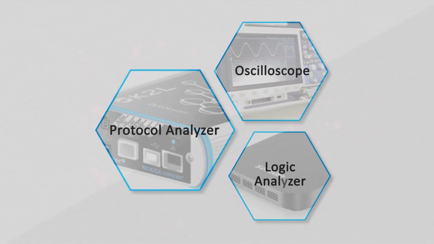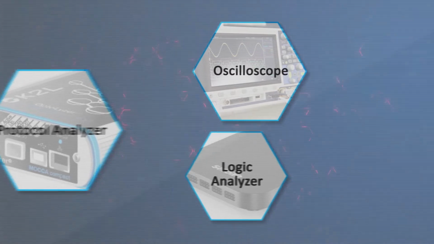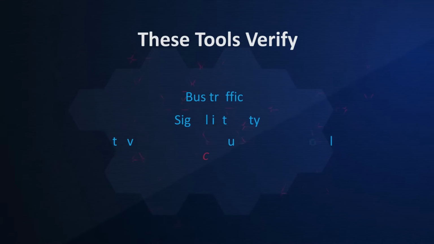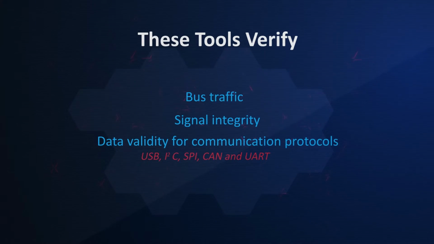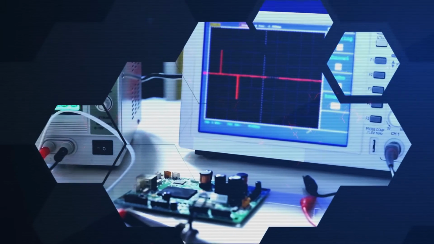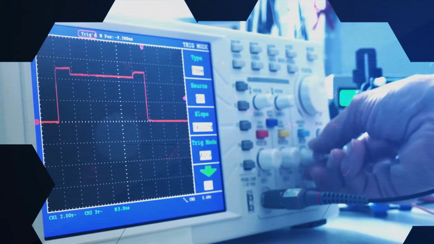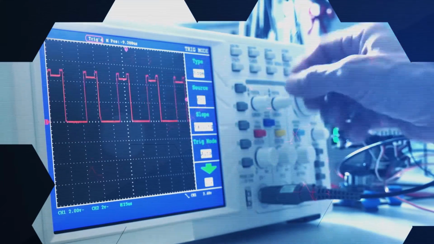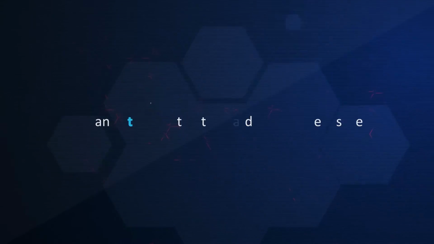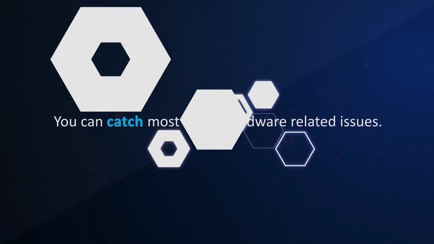If you're performing communication protocol analysis, you might need a logic analyzer, oscilloscope, or a protocol analyzer. These tools provide real-time visibility into the communication signals of your embedded system. With these tools, you can verify bus traffic, signal integrity, and data validity for communication protocols such as USB, I2C, SPI, CAN, and UART. Before performing any type of verification or protocol analysis, make sure your test equipment is properly calibrated and configured. By following the hardware isolation techniques, you can catch most of the hardware-related issues.